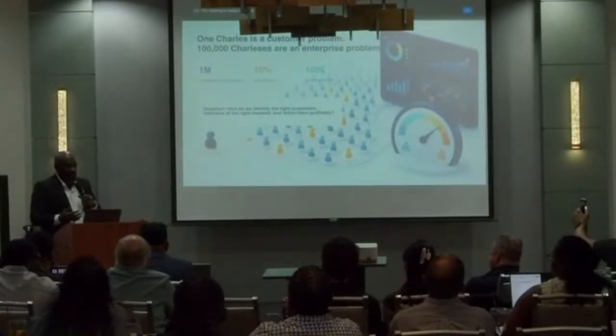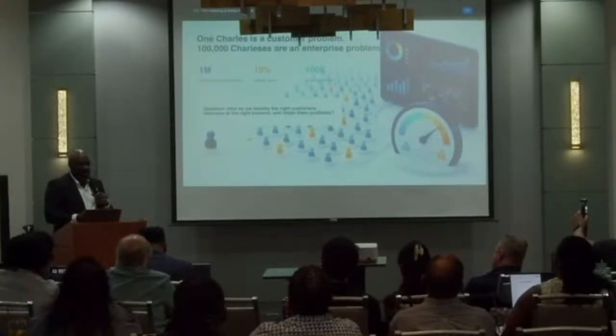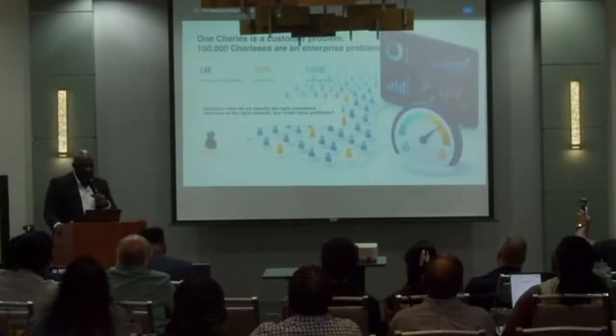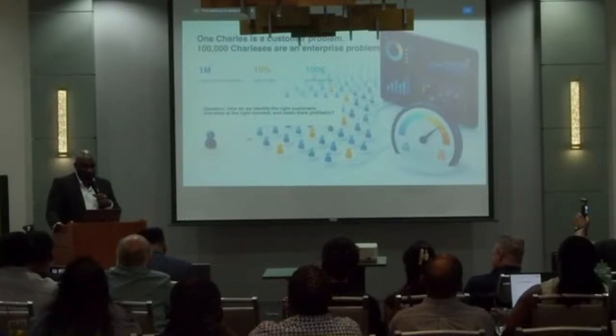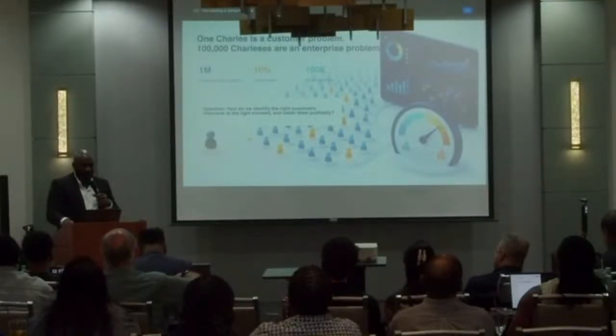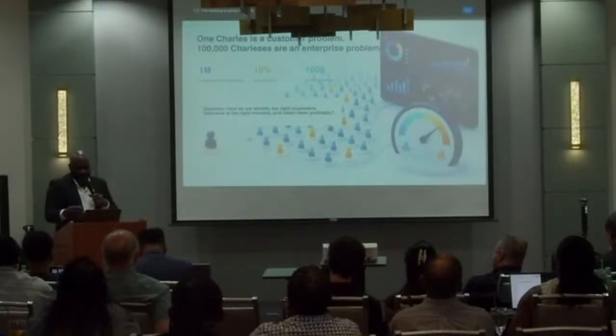So we intend to look at it that way and then see how we can apply the same situation to 100,000 Charleses, like we've said here. The question we may want to ask is: how do we identify the right customers who want to churn, and intervene at the right moment? Intervening at the right moment is the difference between keeping that customer, keeping the value, or losing them. And then also, obviously, retaining profitability.